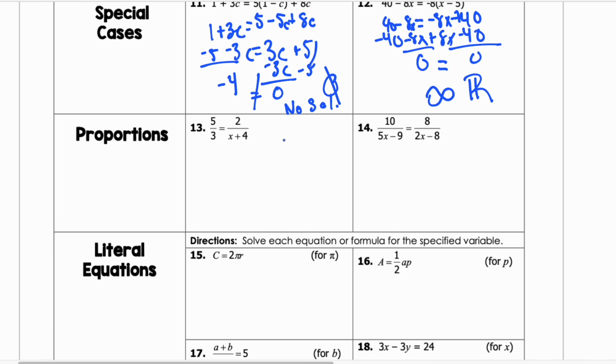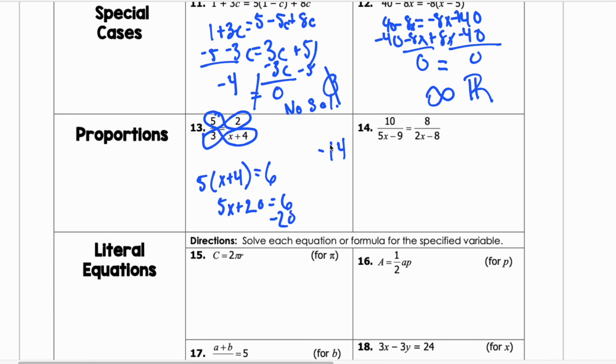All right, just a refresher on proportions. With a proportion, when we have fractions that equal each other, we are going to cross multiply. So in this case, we have 5 times x plus 4 equals 6. We're going to distribute that 5, and I'm going to bring my 20 to the other side. So now I have a -14, and this side has our 5x. We're going to divide both sides by 5. So now we have x equals -14 over 5, and we're done.